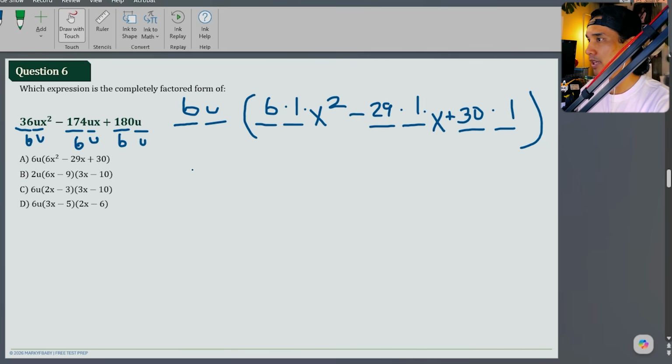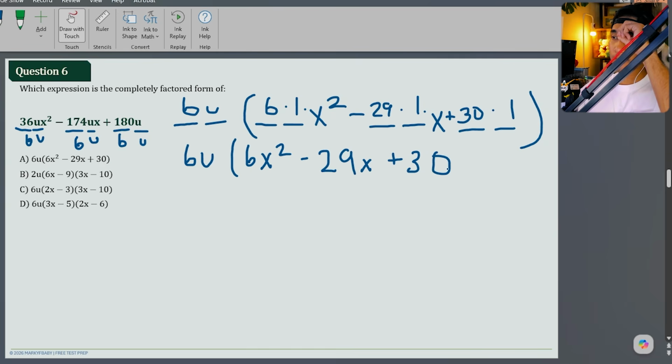Okay? What we're left with when we take out the greatest common factor is 6u, and then this is 6x squared. Okay? We don't rewrite the 1. Okay? Minus 29x, and then plus 30. Okay. There we have it, folks. And the thing is, we're not done yet.